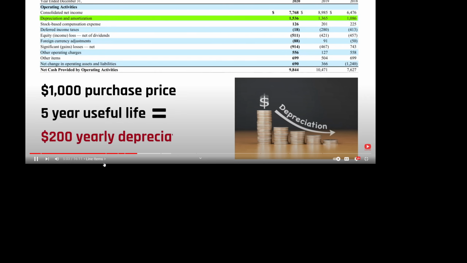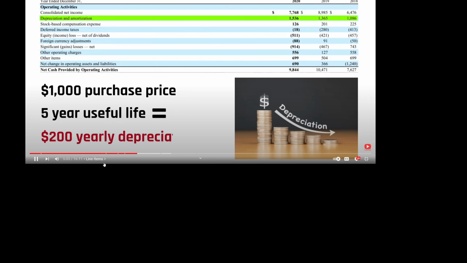Just for some perspective, Facebook had a stock-based compensation expense of $6.5 billion in 2020. Just like depreciation, stock-based compensation expense is considered a non-cash expense because no actual cash is leaving the business, so it also gets added back to net income in order to calculate cash flow from operations.